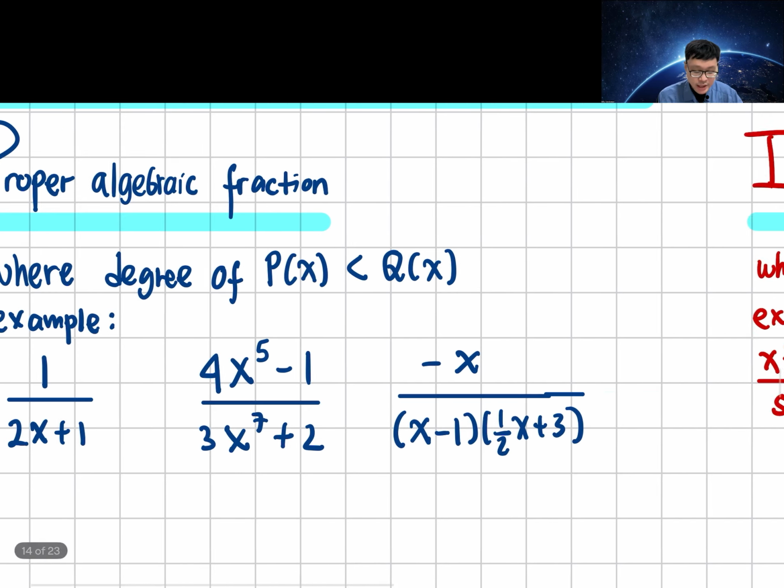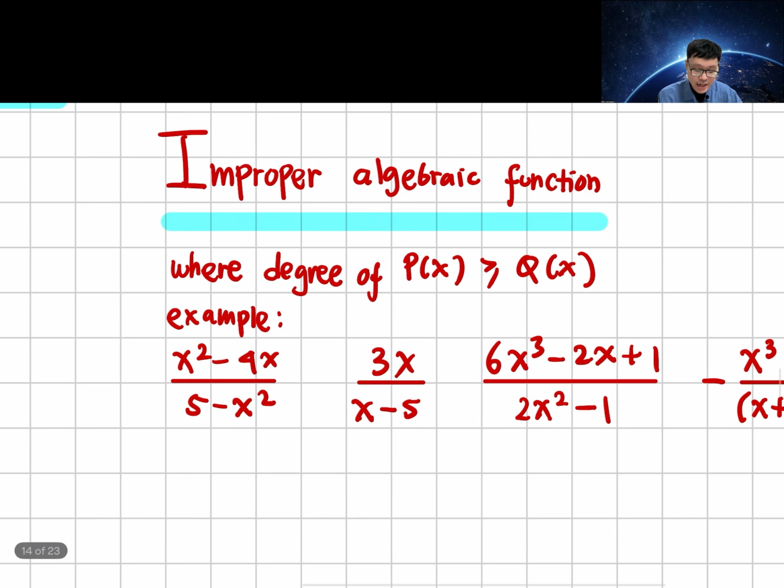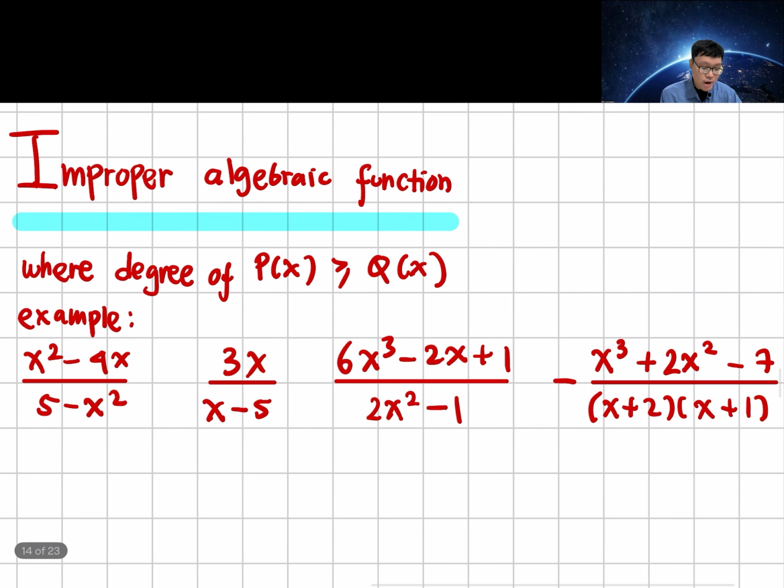How about the second type? The second type, which we call improper, is the opposite, where the degree of the numerator, P(x), is greater than or equal to Q(x), the denominator. Whenever they have equal degree, for example the first one here, the degree for numerator and denominator is 2, they are the same, which means it is improper. The second example is also the same. Numerator degree is 1, while the denominator is also 1.